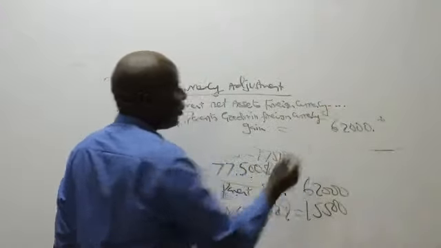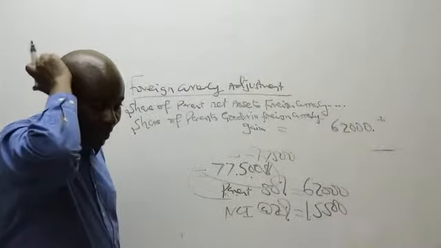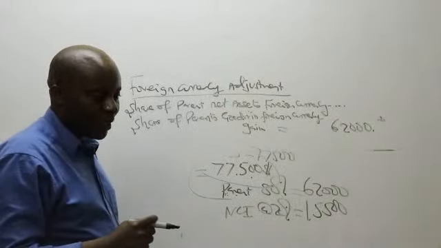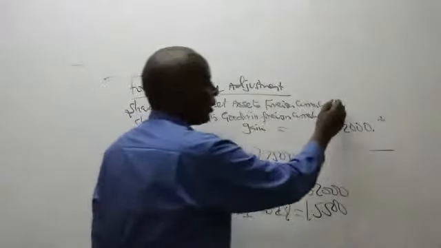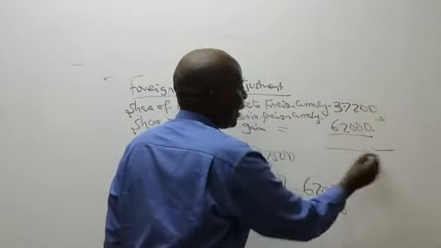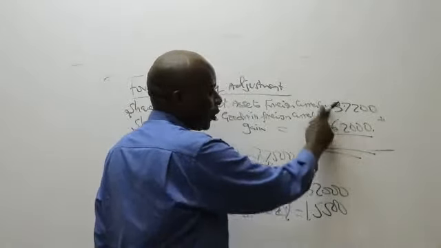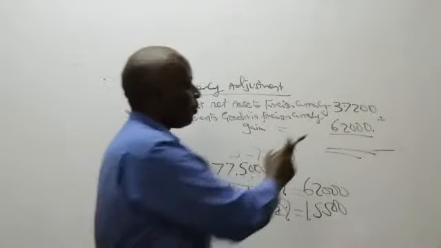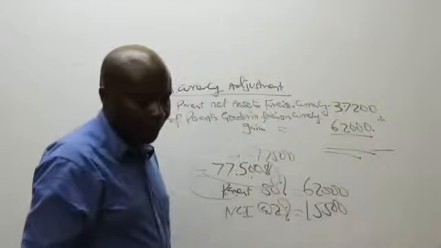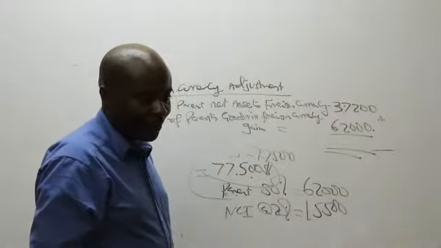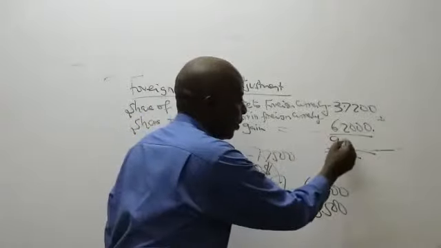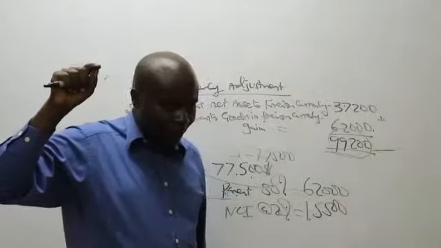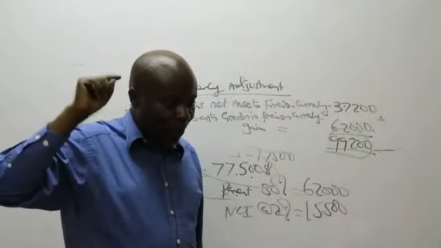Hii ndio mmeniambia saizi goodwill, foreign currency gain mmeniambia 62,000. Ya parent nishasahau jameni. 37,200. So could you kindly go there and add? Or rather, first of all, give me the total here, for the parent only. 99,200. So what I don't know is whether you have been able to fix that figure somewhere in your statement of financial position.